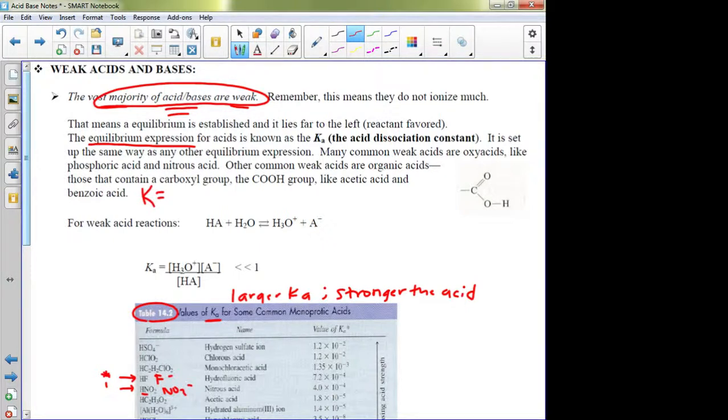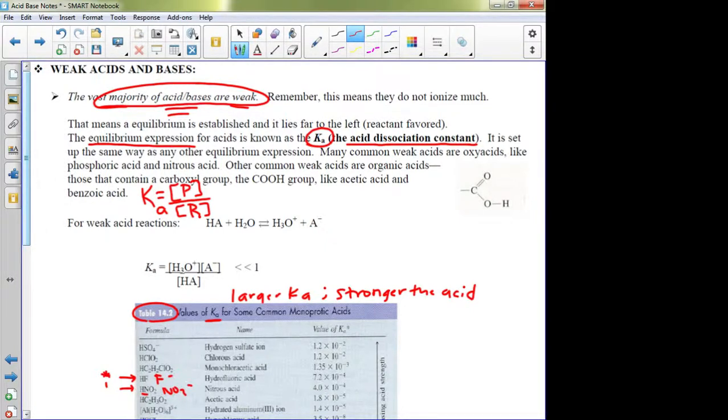What is big K equal to? Products over reactants. So the concentration of products over the concentration of reactants. Now we're going to learn how to write an expression for Ka, and it's called the acid dissociation constant. It's the same thing as a regular K, except now we just added a little a to let me know I'm working with acids. I changed nothing. It's still the concentration of products over the concentration of reactants.